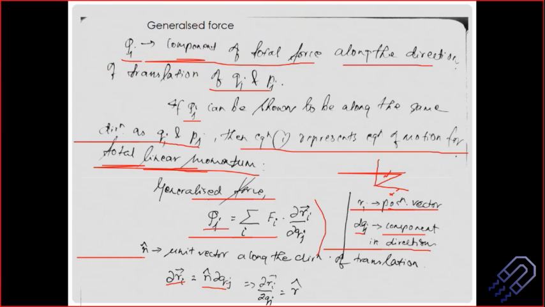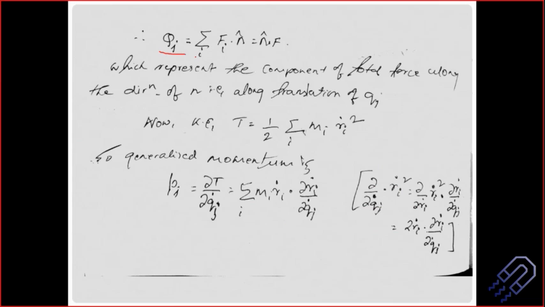So n cap delta qj, replace it here, and then this delta qj gets cancelled, and we get n cap. This is n cap, sorry, not r cap. So you can just replace it here. That means the generalized force can be represented as Fi into n cap, which is n cap into F.